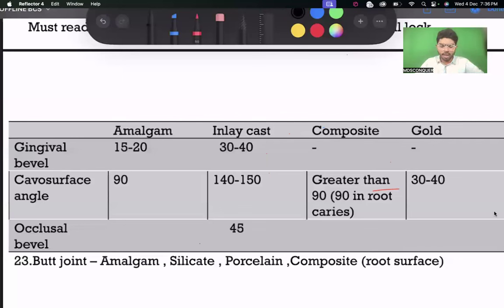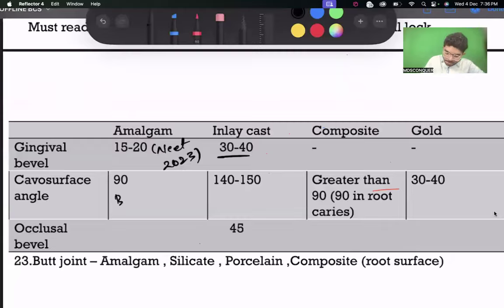Yesterday we have already discussed this. It was given in NEET 2023 and 22, so this question was given twice. What is the gingival bevel that is given in the case of amalgam? It is 15 to 20. And in the case of inlay, what is the bevel that we give? It is 30 to 40.